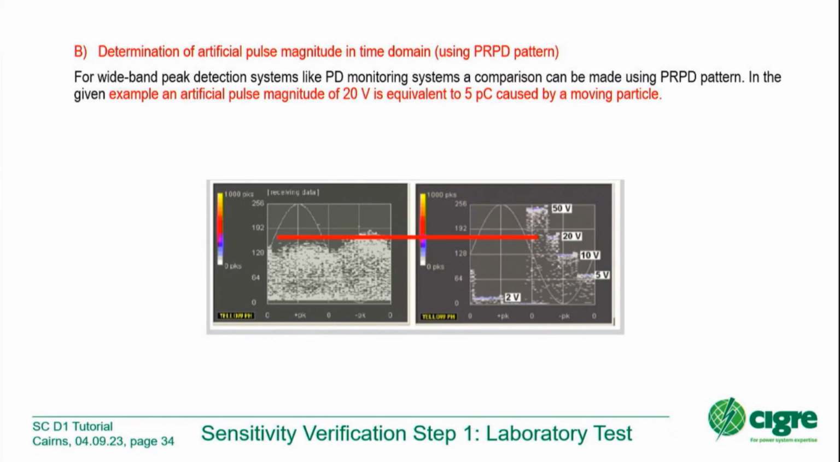And this needs to be documented with a test report of step 1, don't forget. And later on site, you have to apply the same technique as in the laboratory. If you perform this in the frequency range during step 1, you have to do the same on-site in the frequency domain. If you've done step 1 and documented it for the time domain, you have to do step 2 on-site also in the time domain. No crossover. That's not allowed.